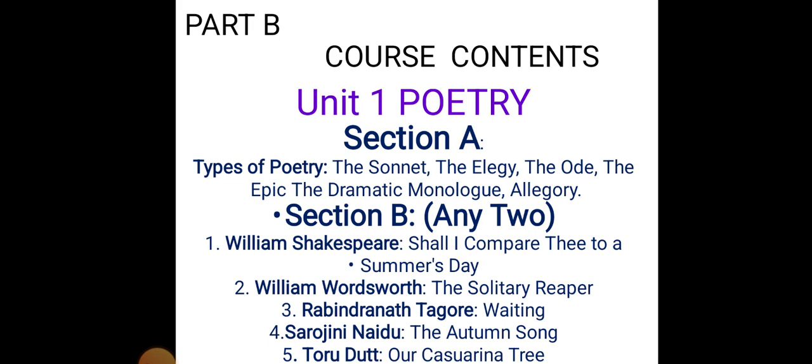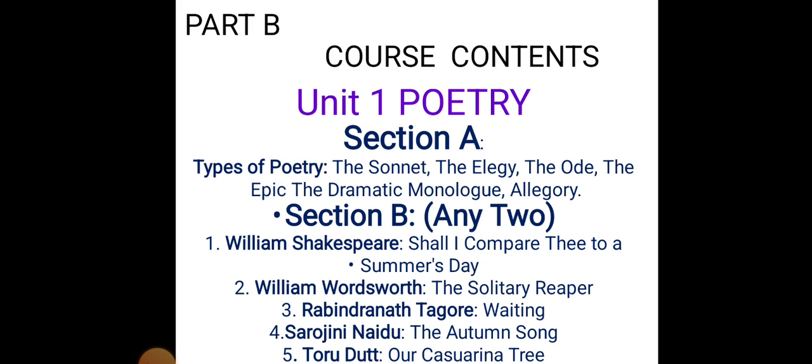And in section B, you will have 5 important authors and their works, such as William Shakespeare and his work, Shall I Compare Thee to a Summer's Day. Number 2, you are going to study William Wordsworth, the Romantic writer, one of the greatest and most prominent writers of the Romantic age, and his work, The Solitary Reaper. William Wordsworth is known as a nature poet.